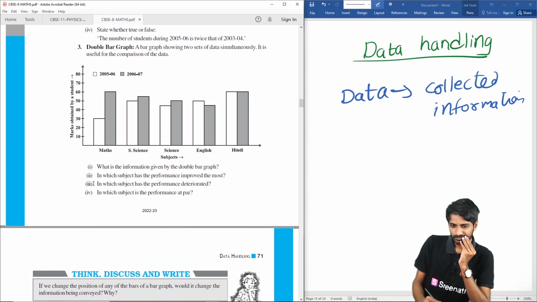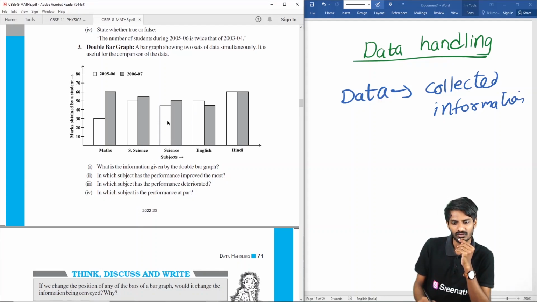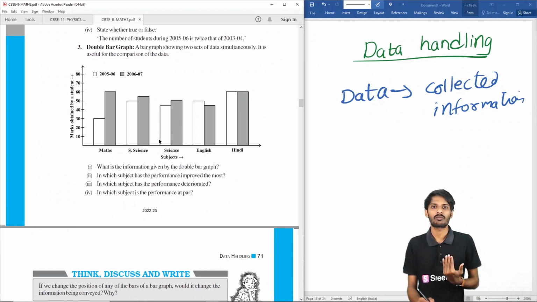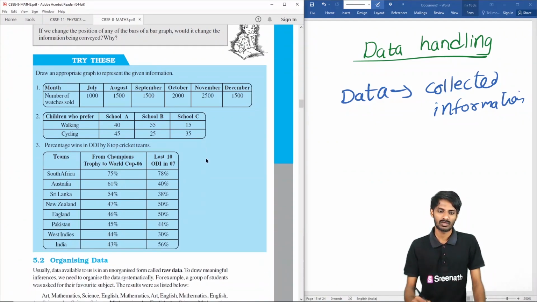And in which subject the performance deteriorated, which means performance decreased? If you observe, in the English subject. And in which subject is the performance at par? So if you see, the performance is normal, students. So these types of information you can get from the double bar graph, students. Okay, so these are the advantages we are having.